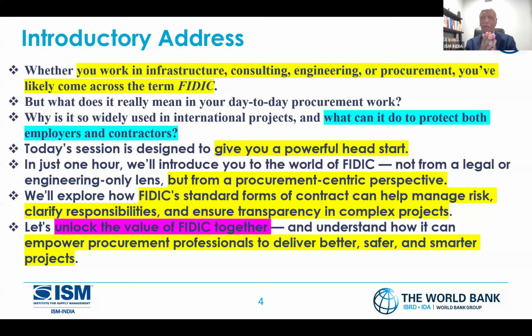And the beauty of FIDIC is that it covers the complete contract cycle, what we call the contract life cycle. It is very effective, very useful, and has been used for more than 100 years. In this next 1 hour, I plan to cover the key points, and this will be followed later by a 2 day training program that Shubham will share with you. So let's sit together for the next 60 minutes and unlock the value of FIDIC together.